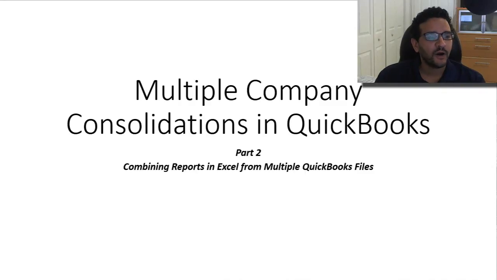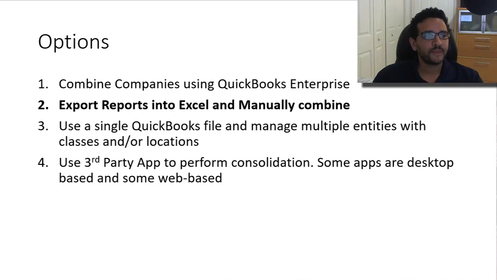And this is part two of multiple company consolidations in QuickBooks. In part one, I showed you how to make consolidations using QuickBooks Enterprise with a specific function that QuickBooks Enterprise has that allows you to consolidate multiple QuickBooks files. In this part two, we're gonna talk about combining reports in Excel. So you actually don't have to have QuickBooks Enterprise. You just need to have any version of QuickBooks Desktop, like QuickBooks Pro, Premier, Accountant, or Enterprise. In this example, we're gonna do QuickBooks Enterprise because that's the version that I use for most of my clients anyway. But again, this will work on any version of QuickBooks Desktop. So we're gonna talk about exporting reports into Excel and combining them manually.